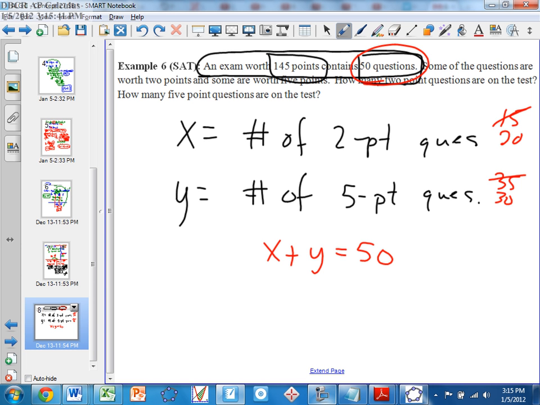Now, here's the tough part. Total number of questions. X is the number of 2-point questions. Y is the number of 5-point questions. Total, it said there were 50 questions, right? So if I add together the number of each problems, so if there are 20 of these and 30 of these, I get 50. So X and Y together, the amount of questions of X, the amount of questions of Y is 50. Now, the next part is more difficult.